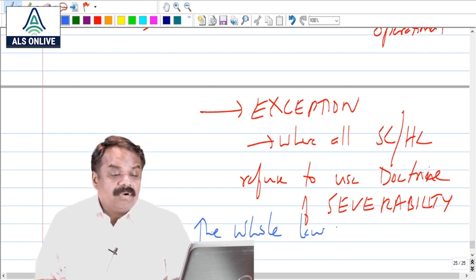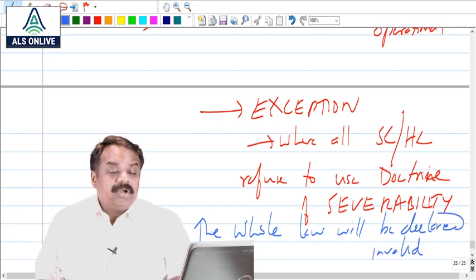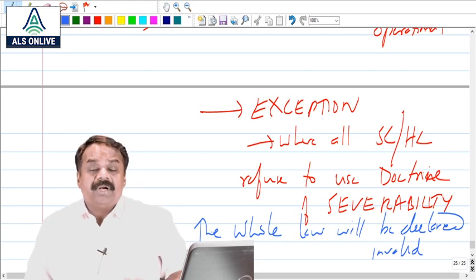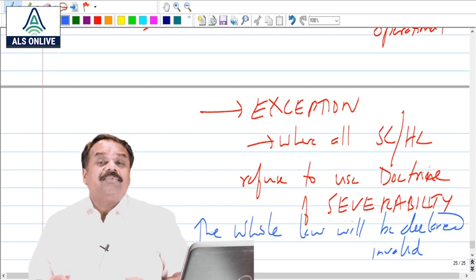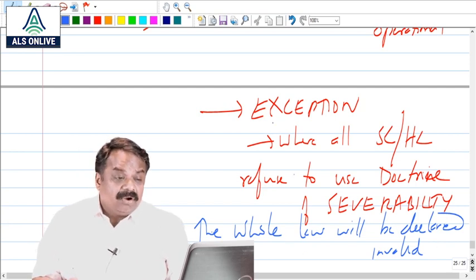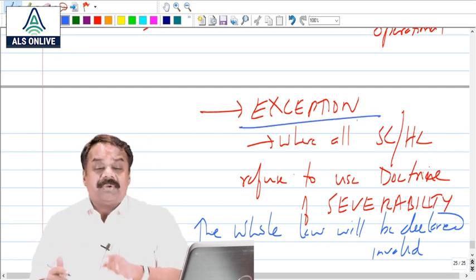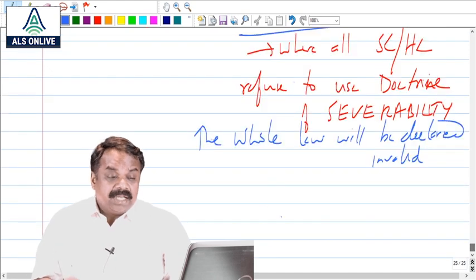The whole law will be declared invalid. If the Supreme Court refuses to use the doctrine of severability, then the whole law will be declared invalid because it is violating a fundamental right. So, where does the Supreme Court refuse to use the doctrine of severability? See, now in this there are many instances.